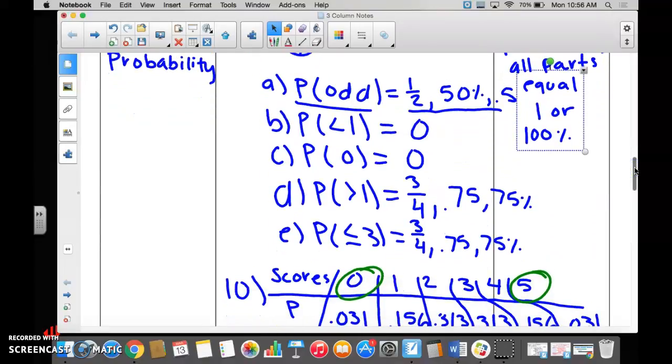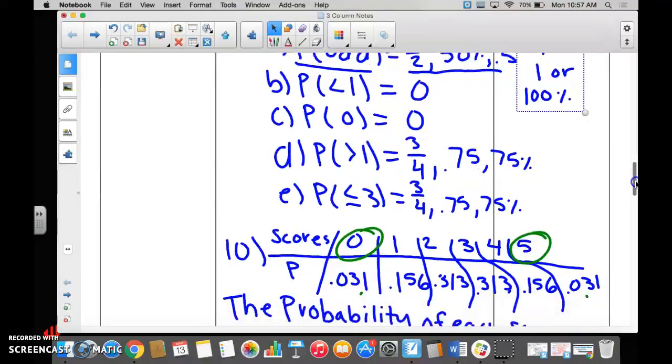Then we had the probability of getting something that was less than 1, and we said it was 0. Christian, why did we say it was 0? Why was it impossible? Because less than 1, there's like nothing there. Yeah, there isn't a less than 1, right? It only goes to 1. 1's the smallest number that we have.